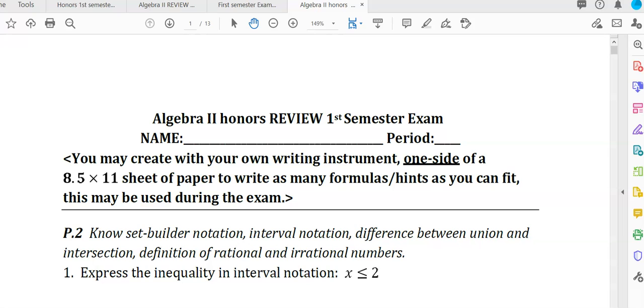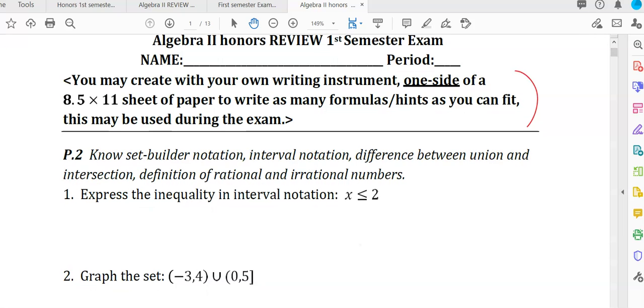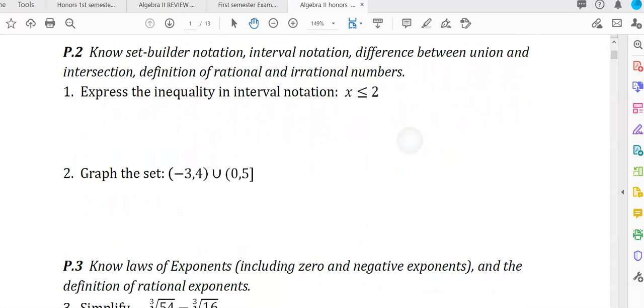Okay, so this cheat sheet has to be handwritten. Cram as much stuff as you want, examples, formulas, whatever you want on there, but it must be handwritten and you can use it on the exam.